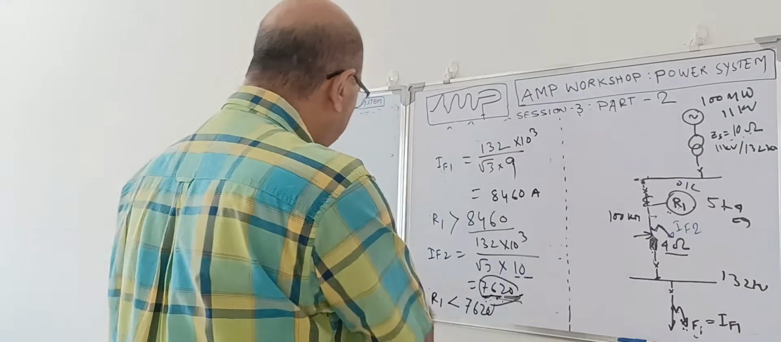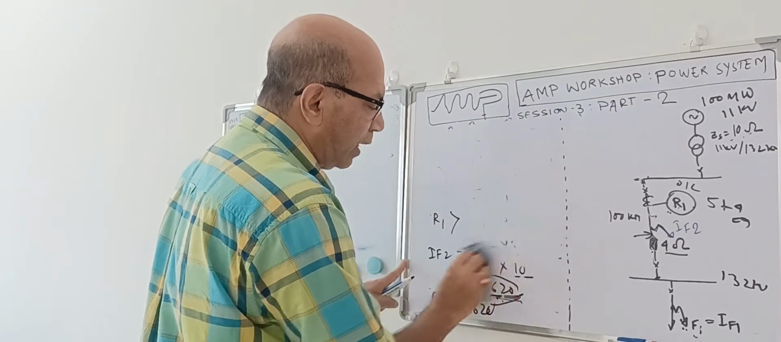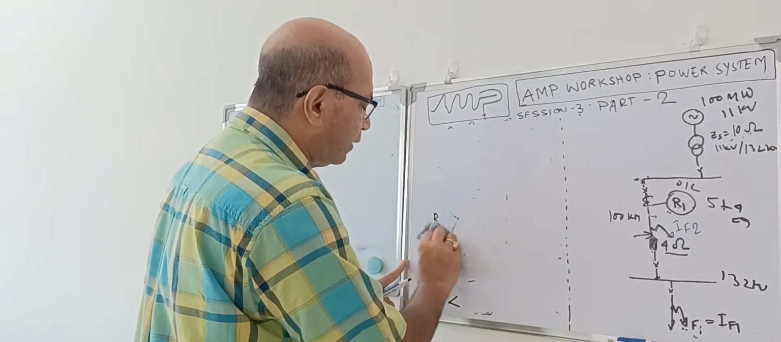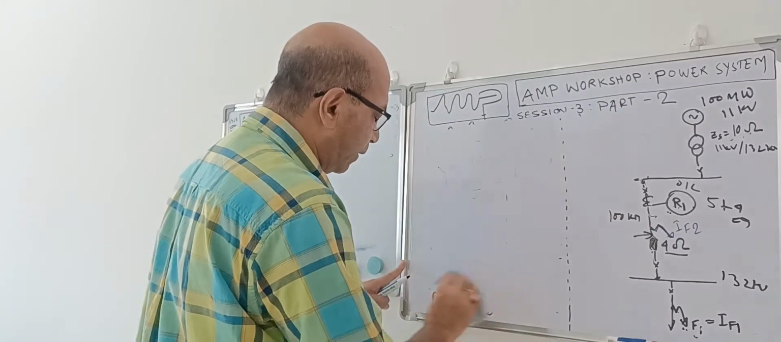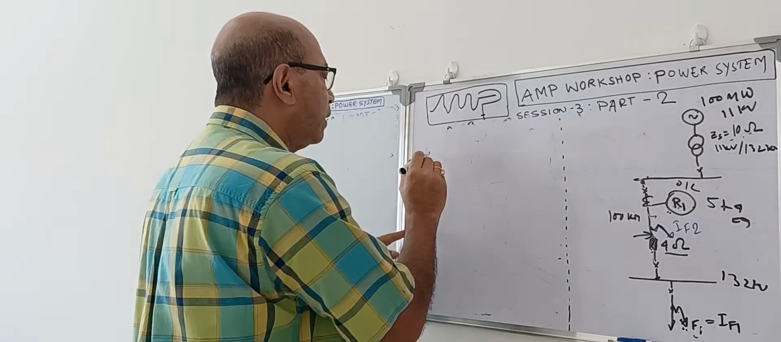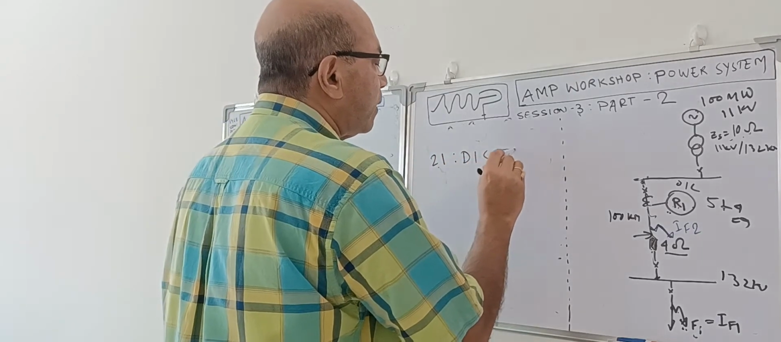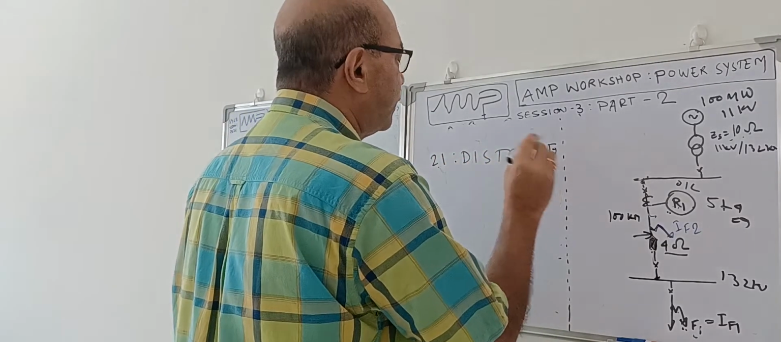Now, for the distance relay we use a tag. That is 21, the IEEE or ANSI number for the distance relay. The distance relay we always tag as 21. This is called the distance relay.